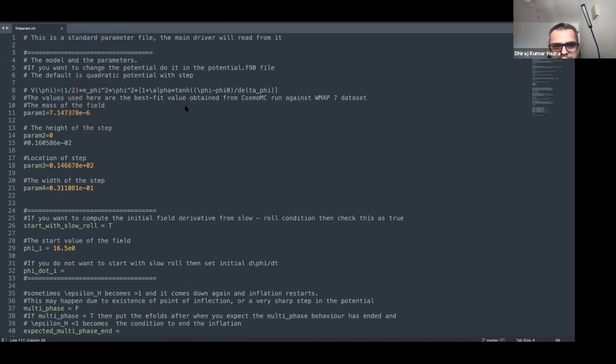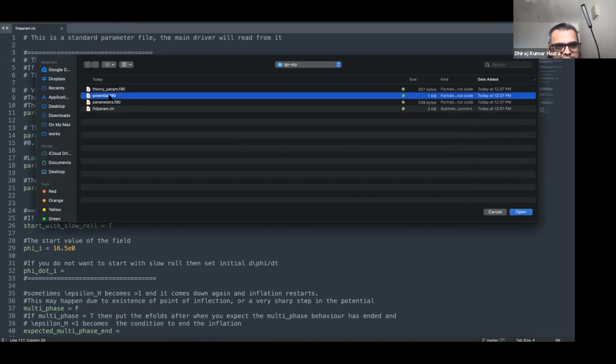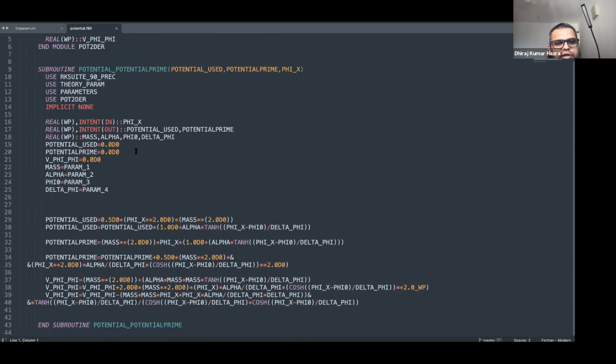Open the potential file. Here the potential is defined. Very simply, the potential is 0.5, half m square phi square. There's this other step, but as I said, I have made this alpha to be zero. So we don't need to worry about that.